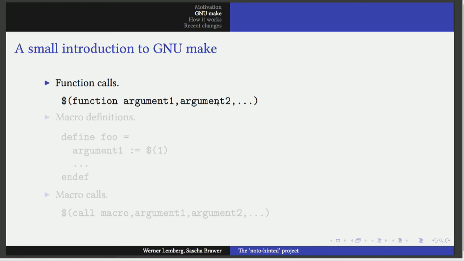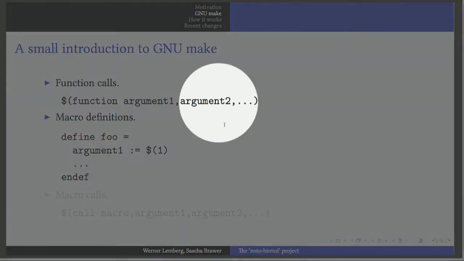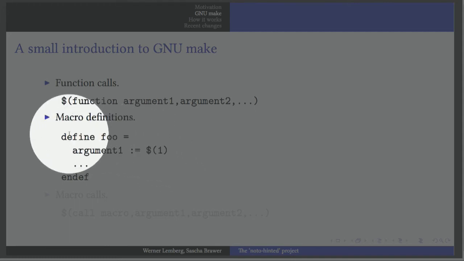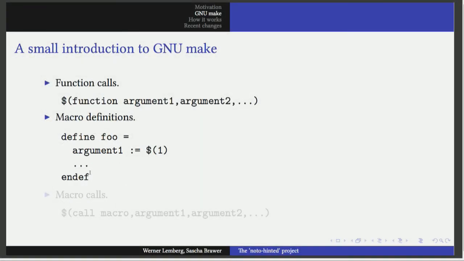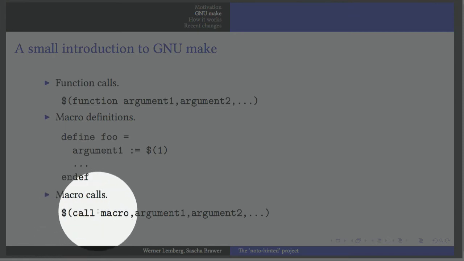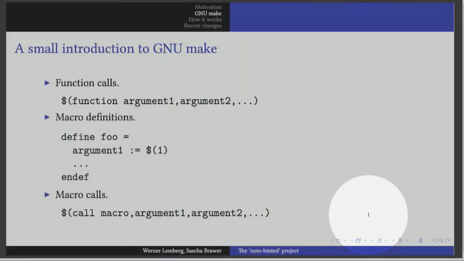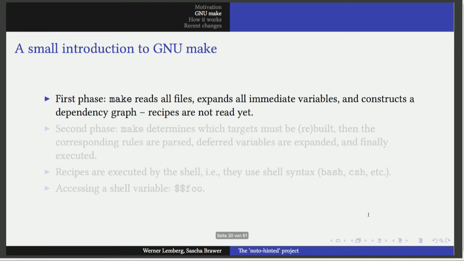Then we also have macro definitions, which look like that. Within a macro, you can have arguments. So the first argument is $ parenthesis open 1 parenthesis close. This is nothing special, and calling a macro is also quite similar to the above. There's a special function called call, which accepts the macro name, then the first argument, second argument, and so on. This is nothing surprising.